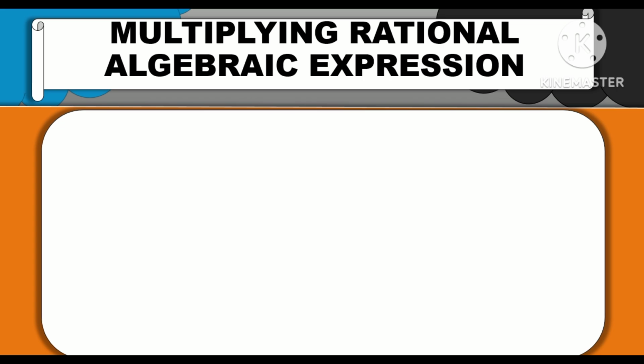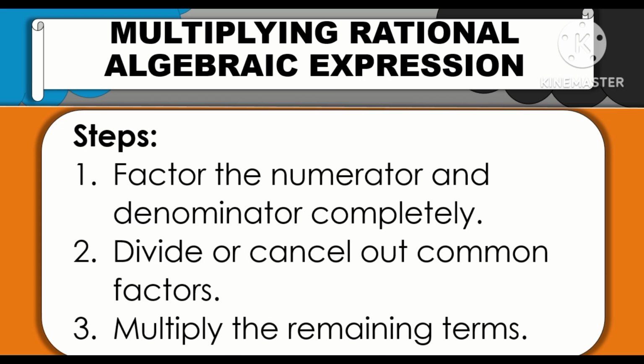Here are the steps. Step 1: factor the numerator and denominator completely. Step 2: divide or cancel out common factors. Step 3: multiply the remaining terms.